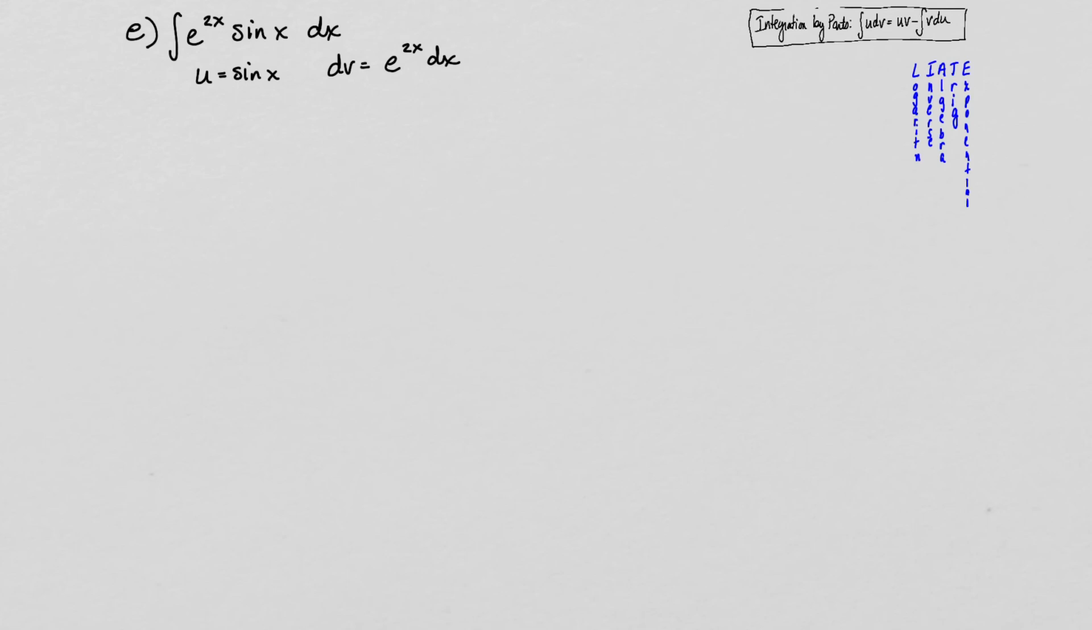So du, the derivative of sine is cosine, so this is going to be cosine x dx. V is going to be the integral of e to the 2x dx.